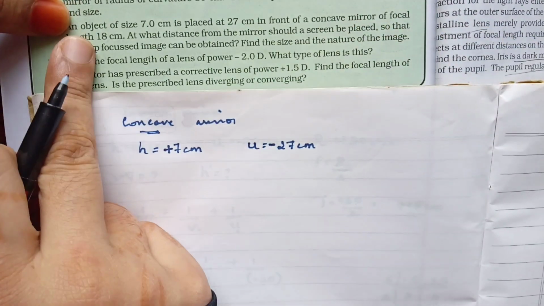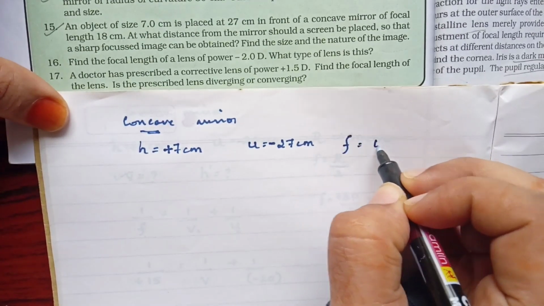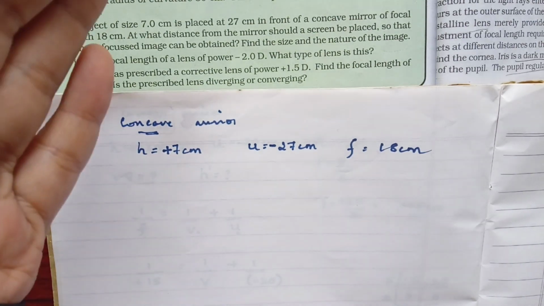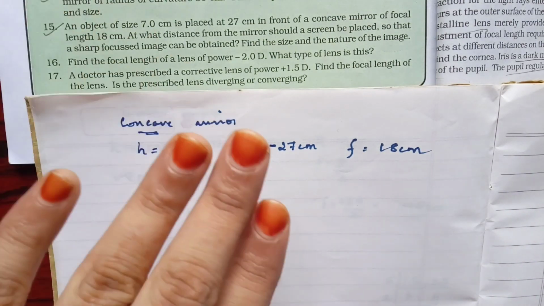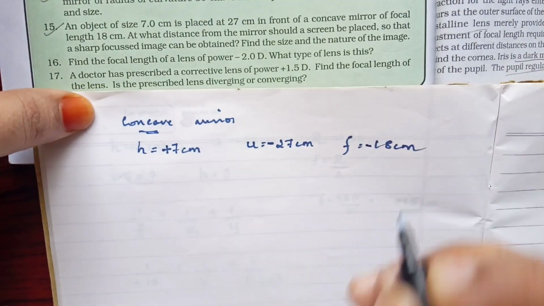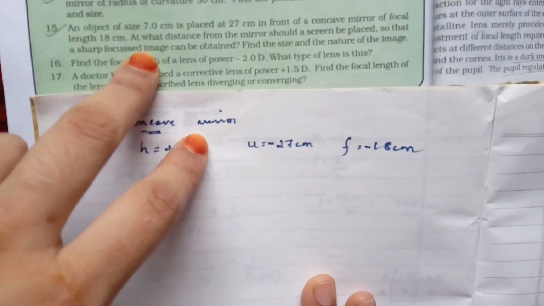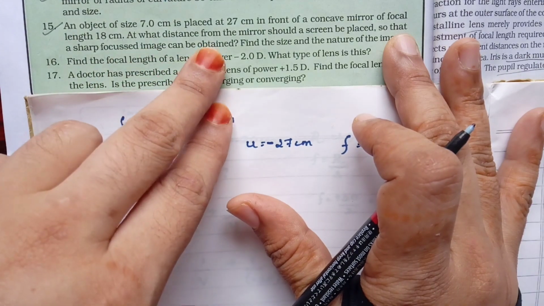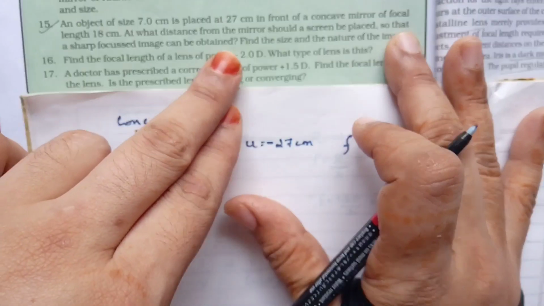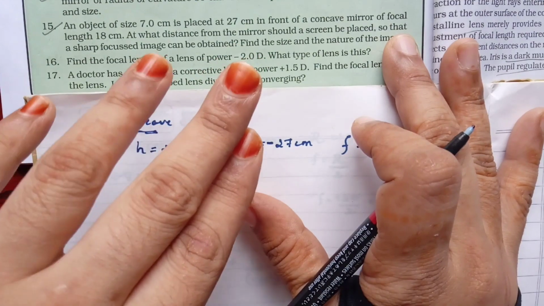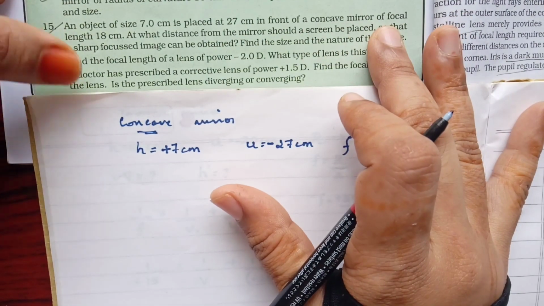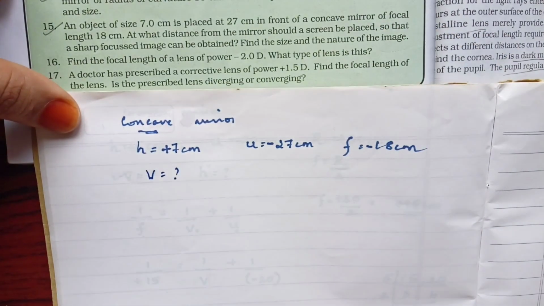Of a concave mirror of focal length 18 centimeter. So now the focal length is given to me, 18 centimeter. Regarding a concave mirror, the focal length, as I have given in the previous table, you can just check it, is towards my left side, hence it is supposed to be negative. Then, at what distance from the mirror should a screen be placed so that a sharp focused image can be obtained? See here, they are indirectly asking you the image distance. You will get a sharp image only when you are keeping the screen at the correct position where the image is supposed to be formed. So don't get confused when they ask such a question. It is nothing but finding the image distance.